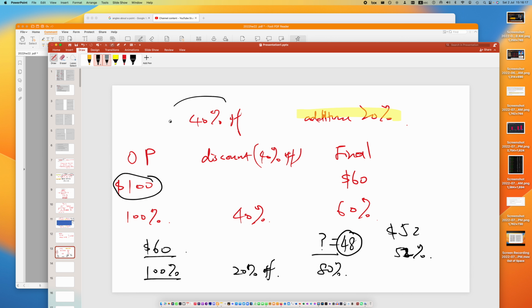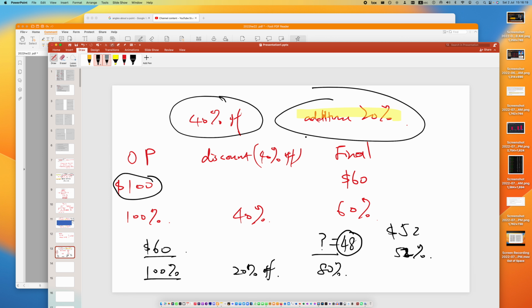So if they give you 40% off an additional 20%, that means they give you a total of 52% only instead of the misleading 60%. Are you getting it? How do you do additional 20% off? You do the 40% off first. Then the $60 is your new 100%. Then you do your 20% off. Then you get the final price.